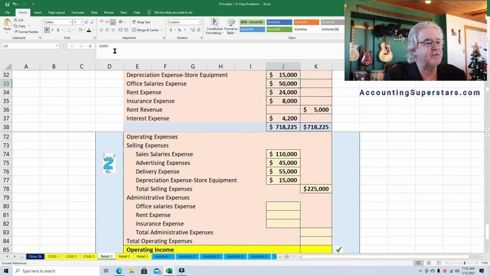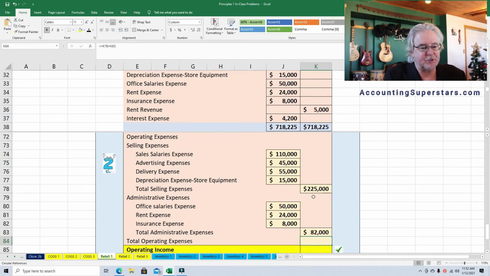Office salaries, 50 grand, comes from right up there. There we go. Rent expense, 24,000, right up above. And now let's see here, insurance expense. That's what's coming next. Insurance expense. Total administrative expenses. There we go, 82,000 even.